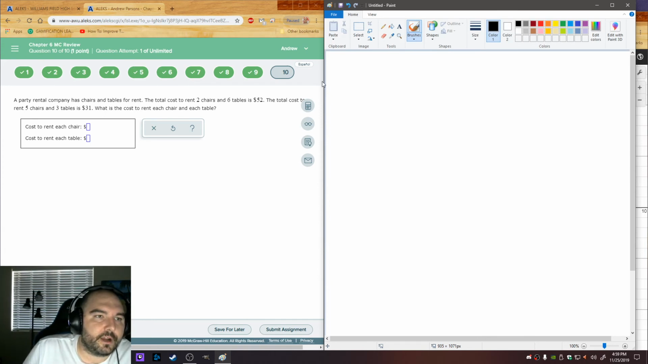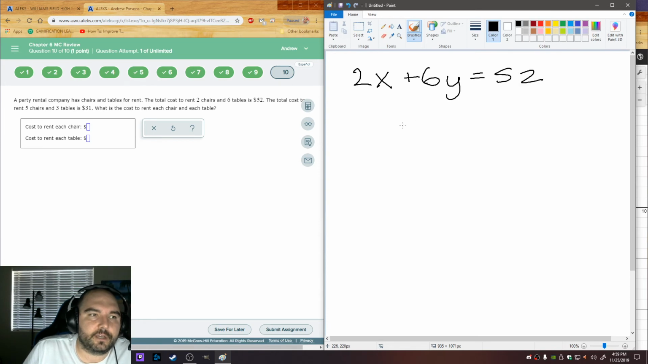I don't know what the cost per chair and the cost per table is, but I do know if I buy 2 chairs, that's like 2x. There's 2 chairs times however much they cost, plus 6y, 6 tables, and however much those cost, ends up equaling $52 I got to pay.